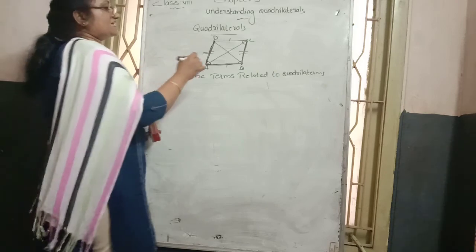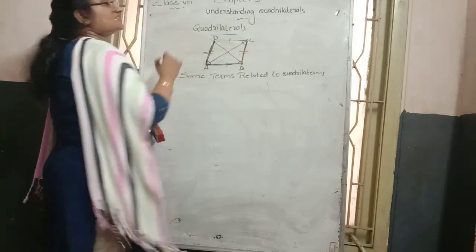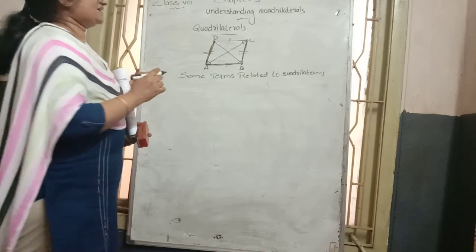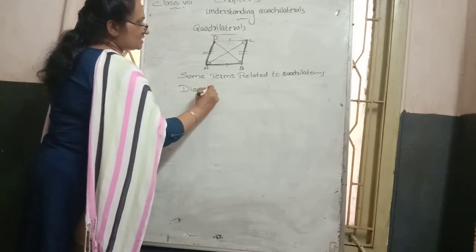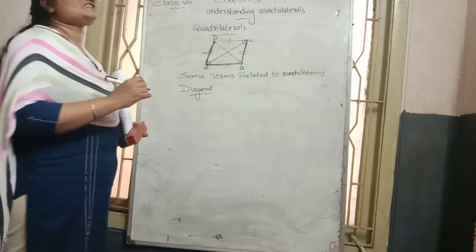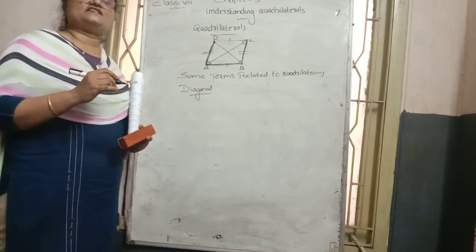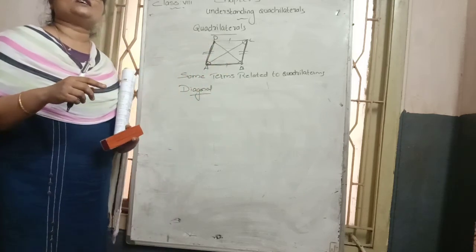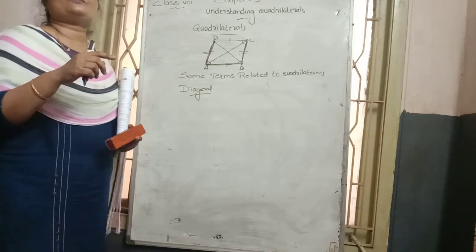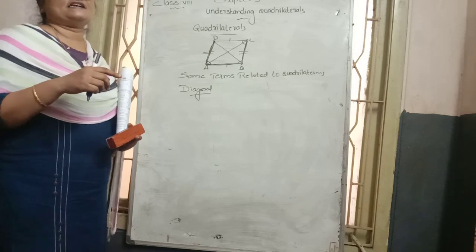So what are the diagonals? AC and BD are the 2 diagonals. So the next word is diagonal. How to find out diagonals? Opposite vertices are joined by a straight line. Then that line segment we call a diagonal.